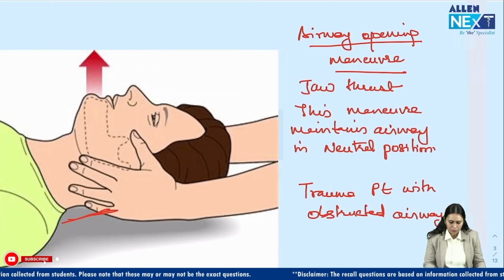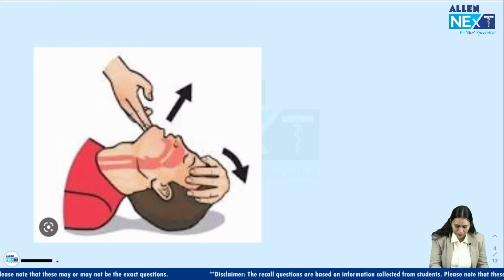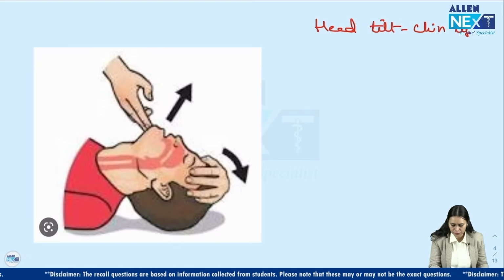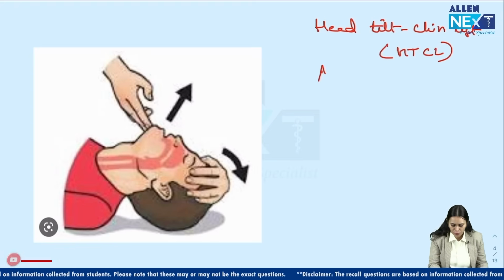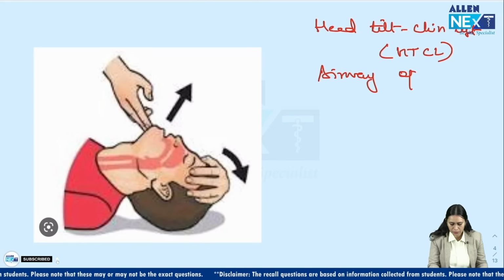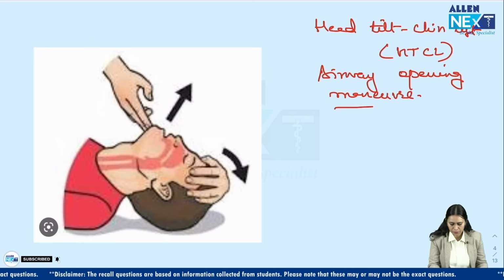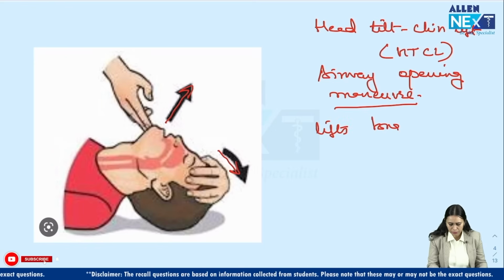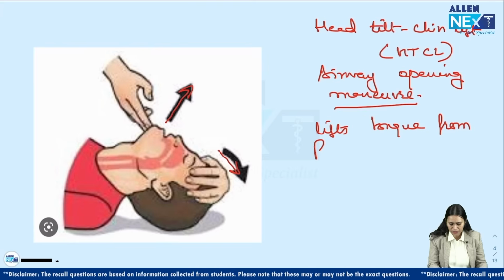This is the jaw thrust maneuver. Got it? Okay. Now the next maneuver, which was our question, is head tilt chin lift, the second option. This is also an airway opening maneuver. In this maneuver, one hand pushes the head backward and the other hand lifts the chin forward. So both hands are doing two different things. This maneuver lifts the tongue from the posterior wall of the airway.